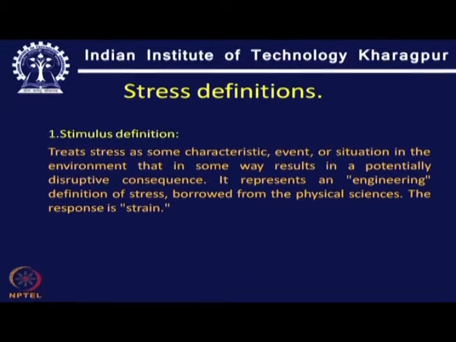Stress definitions can be classified as the stimulus definition and the response definition. In the stimulus definition, we treat stress as a stimulus itself: characteristics or events present in the situation or environment that in some way result in a disruptive consequence. We borrow this definition from engineering, and the outcome of stress is taken to be strain. So the stimulus aspect considers stress as the stimulus we receive from the environment, which leads to a certain disruptive condition, and the outcome we call strain.